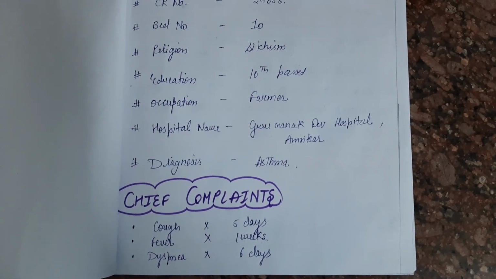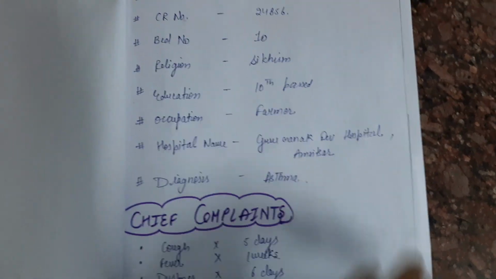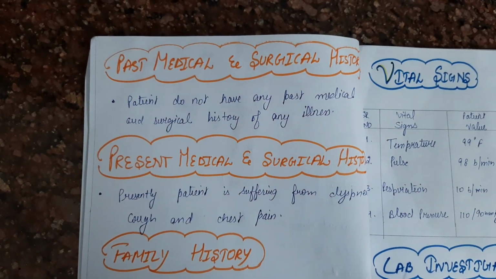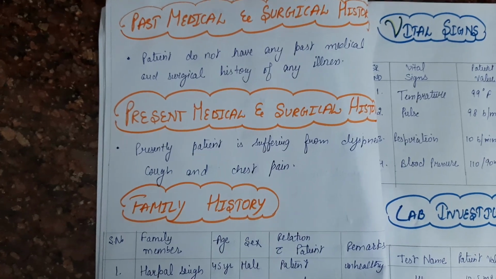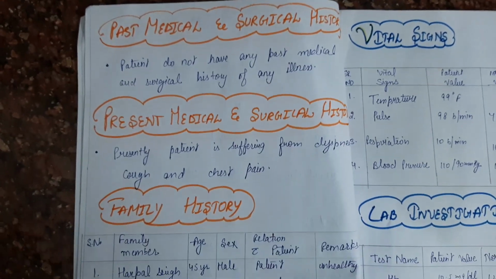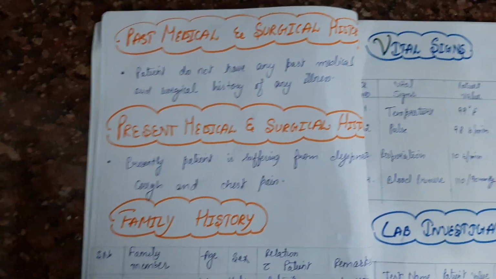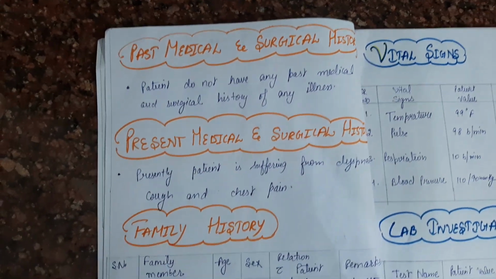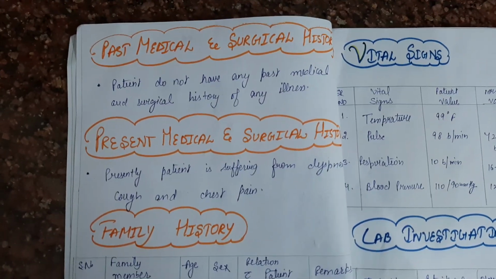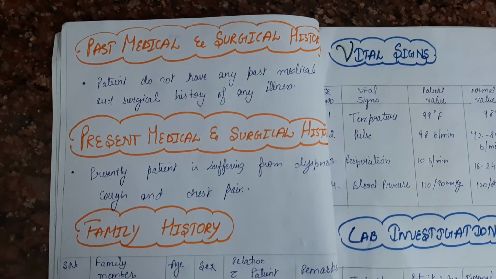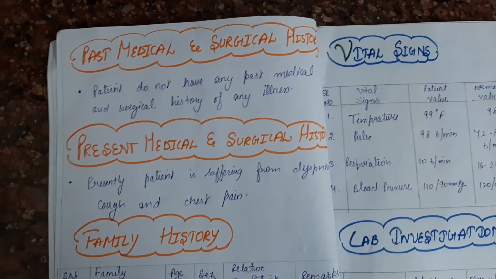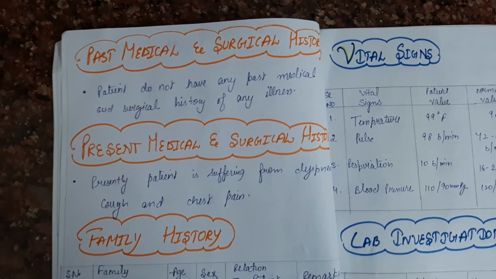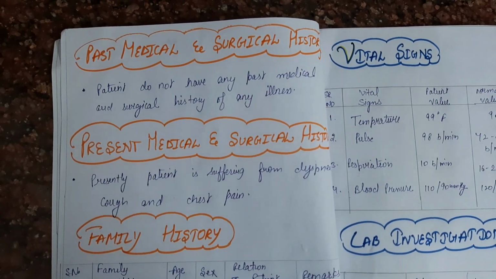Dyspnea is a breathing problem. Okay, so after writing down the chief complaints, we come to the past medical surgical history and present medical surgical history. So we have to write what is the past medical history of the patient, what is the past surgical history of the patient, whether the patient has had any surgery in the past. We have to record each and every surgery or medication the patient was already taking in the past. We also have to record the present medication and surgery history.